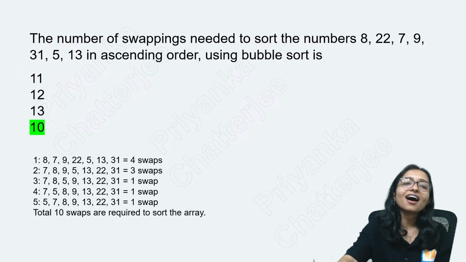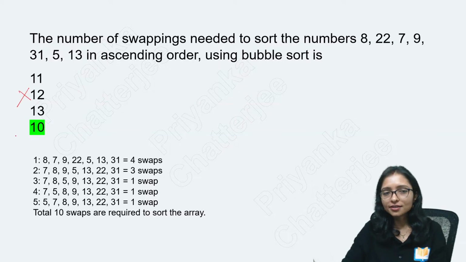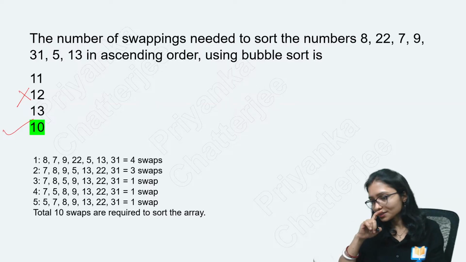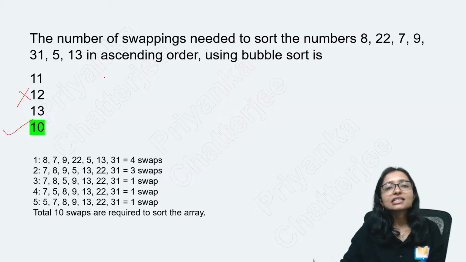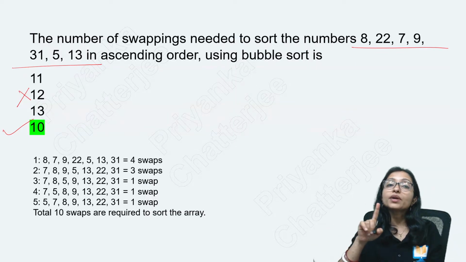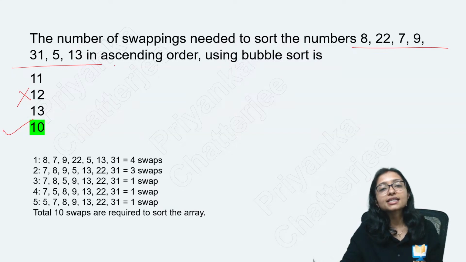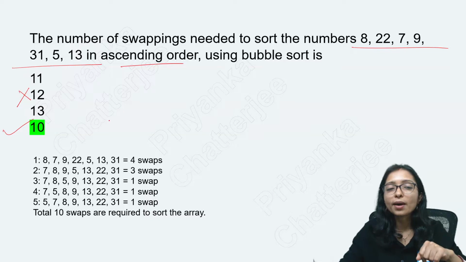Yes, here the answer is coming as option B, but this is the wrong answer. The answer is 10. 10, 11, 12, so many answers are coming, but the answer is 10 here. How to do that for this type of question? For this type of question, always remember, you have to check one by one. When we are doing swapping in ascending order, it means if anyone is less than me, then I will swap.